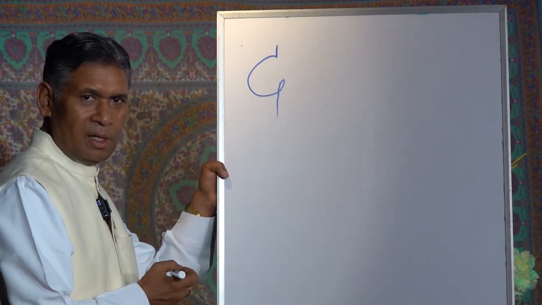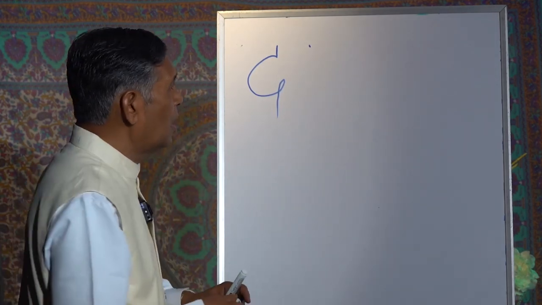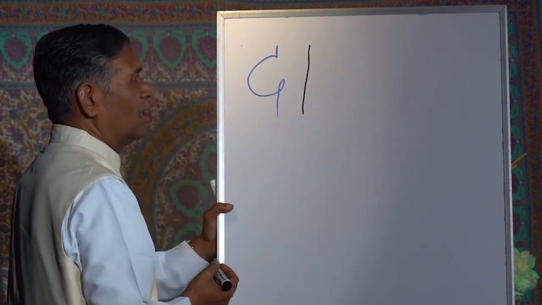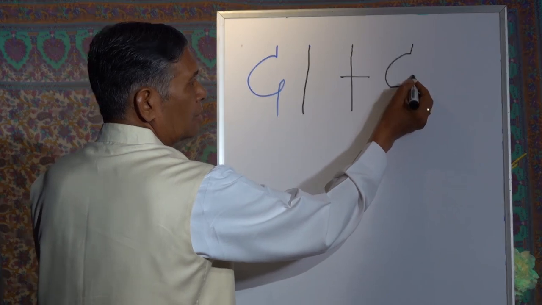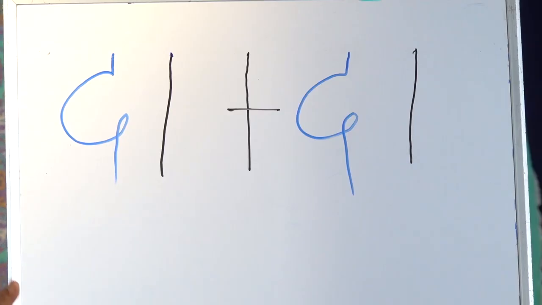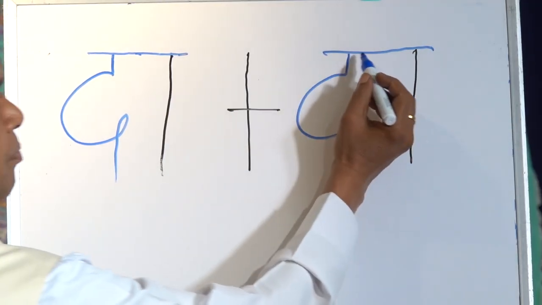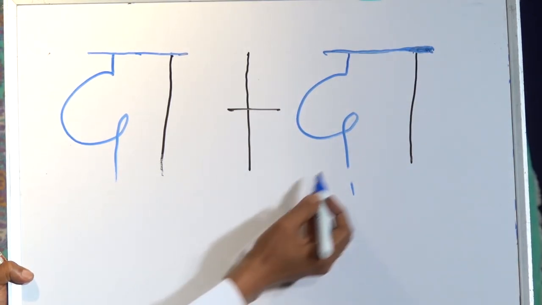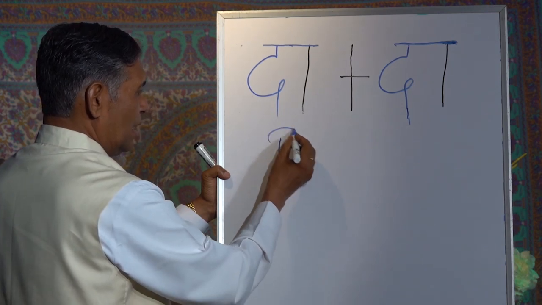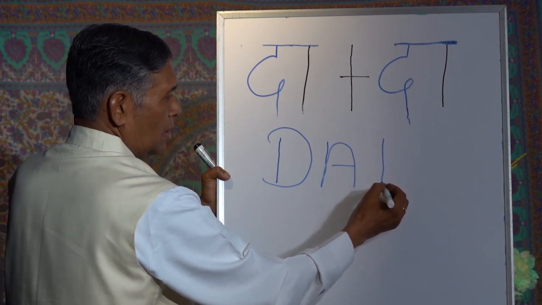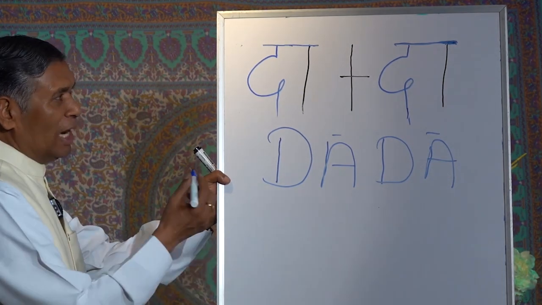Can you understand which word this is? This letter is Da. But if you put a stroke here, what will it be? And one more put here. What is this? Can you read? Dada. This is Dada. Da plus A, Da plus A. Can you write Dadi?